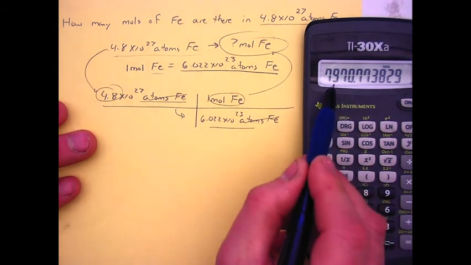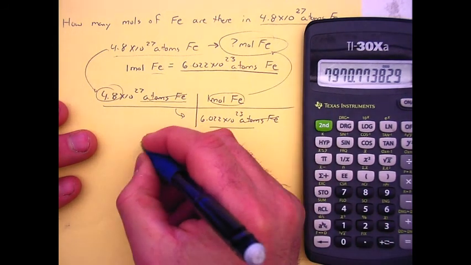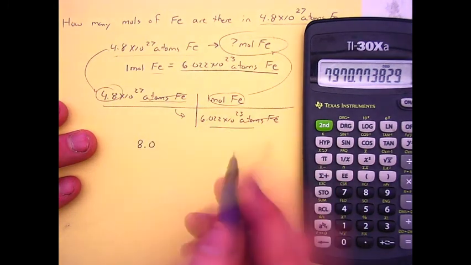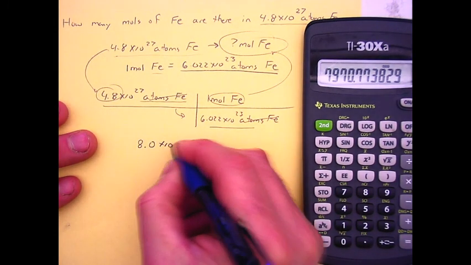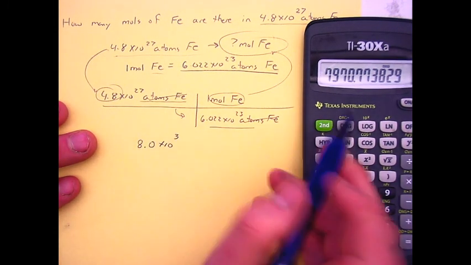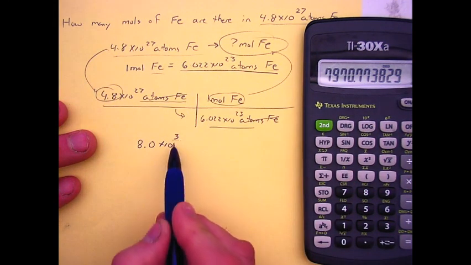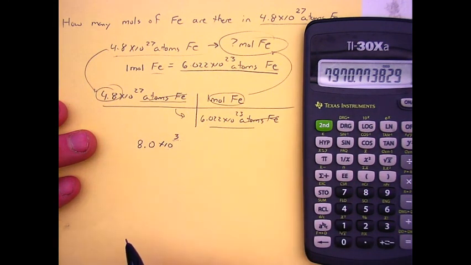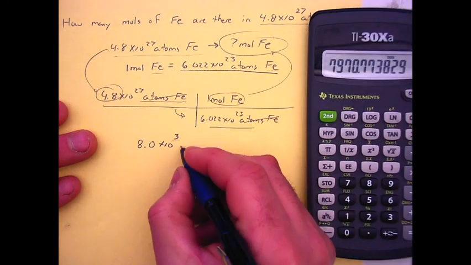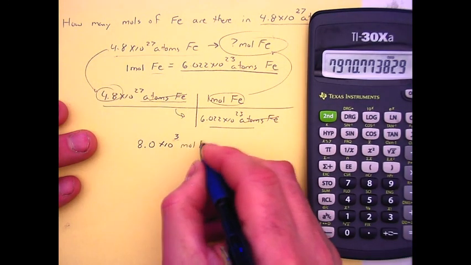That 7 changes the 9 into a 10, which changes the 7 into an 8. So my answer is 8.0 times 10 to the third. All right, because the exponent's greater than 2, it has to be in scientific notation. Times 10 to the third moles of iron.